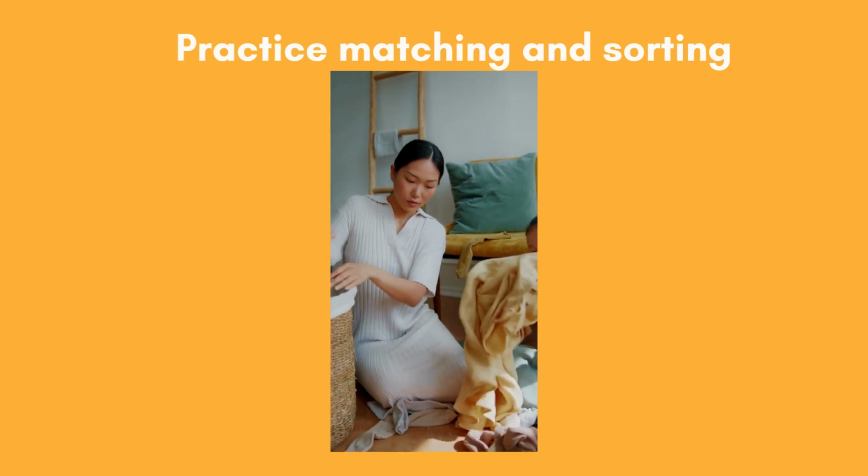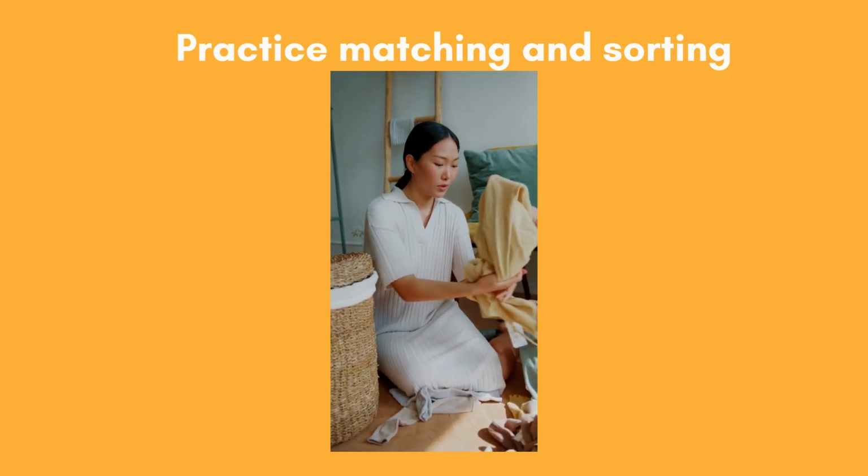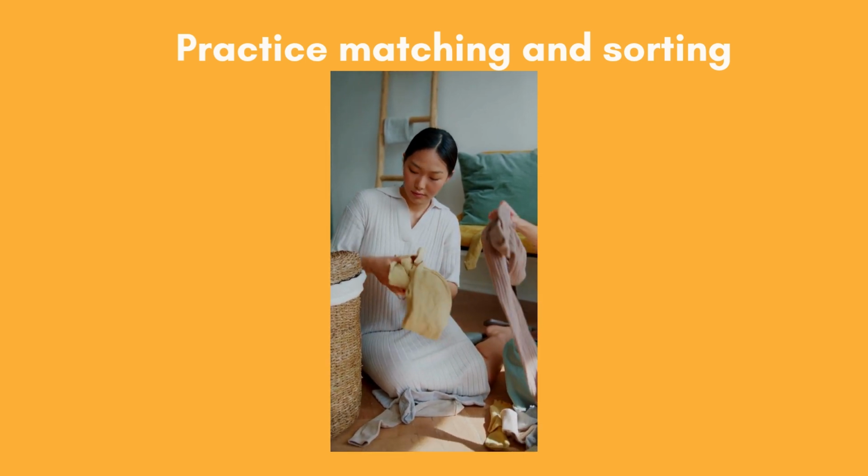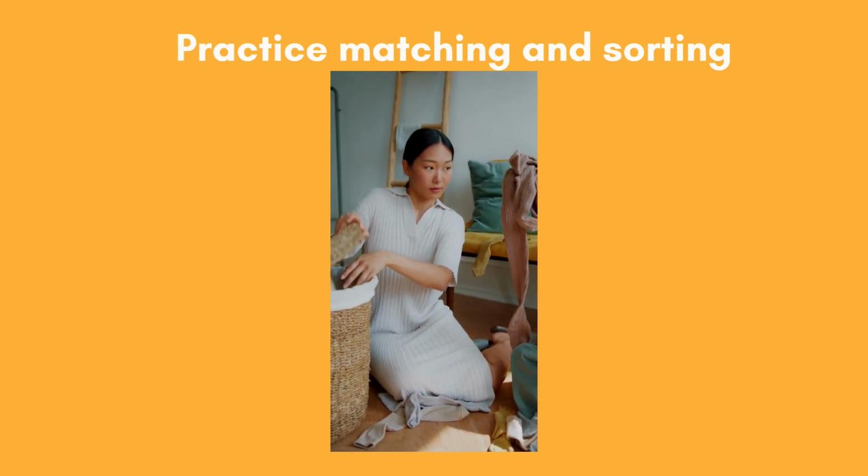You can sort by clothing type. Let's put the pants in this pile and the shirts in this pile. You can also help your child to sort by color. Let's put all the blue shirts together and all the white shirts together.